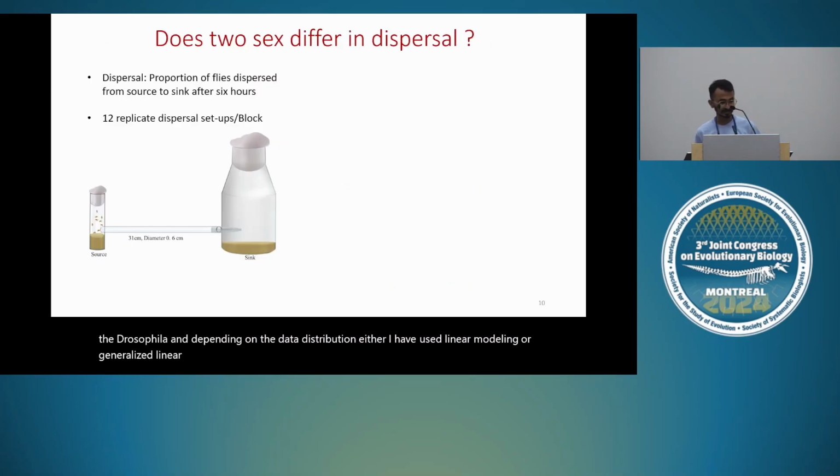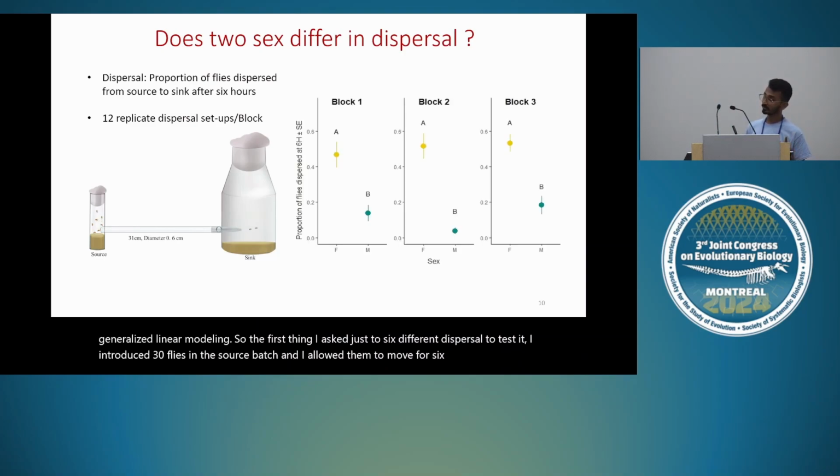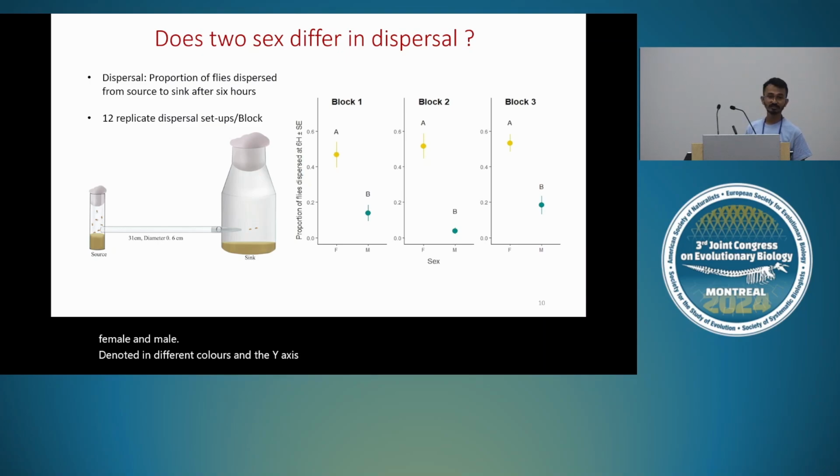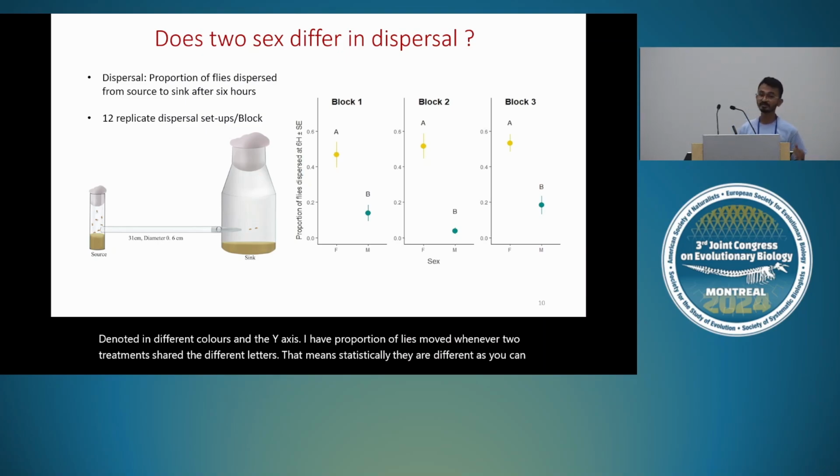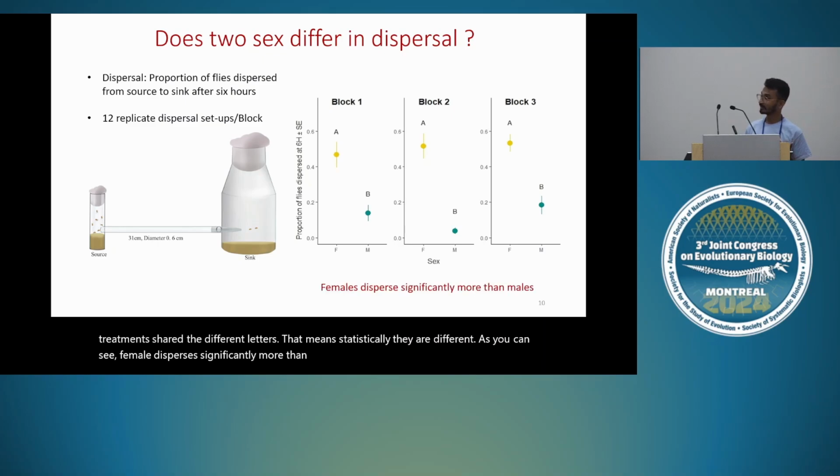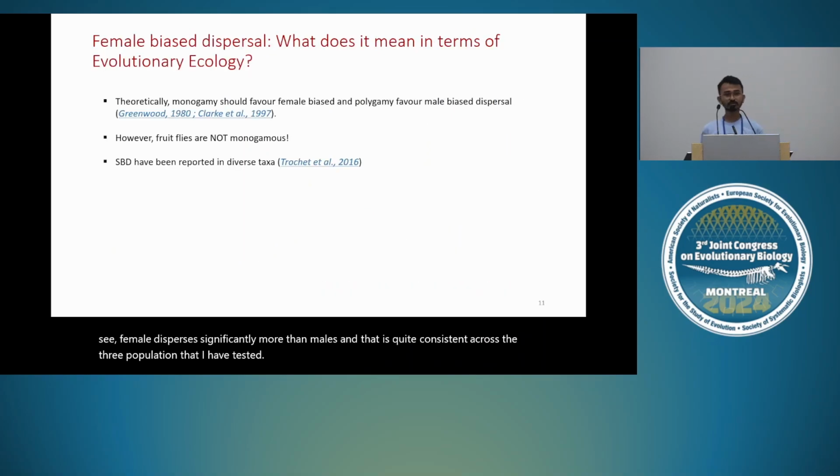So the first thing I asked, do the two sexes differ in dispersal? To test it, I introduced 30 flies in the source patch and I allowed them to move for 6 hours. Following 6 hours, I counted the proportion of flies found in the sink. In the x-axis, you see I have female and male denoted in different colors, and in the y-axis, I have proportion of flies moved. Whenever two treatments share different letters, that means statistically they are different. As you can see, females disperse significantly more than males, and that is quite consistent across the 3 populations that I have tested. Now the question is, why do females disperse?